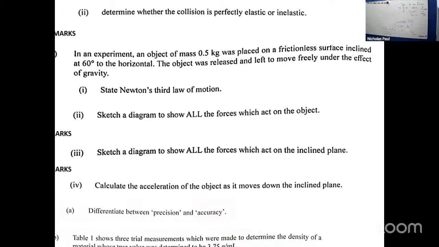So in an experiment, an object of mass 0.5 kilograms was placed on a frictionless surface inclined to the horizontal. That's your horizontal, that's your frictionless surface. Let's assume the object is a block. This is 60 degrees. Draw everything and then find the acceleration.